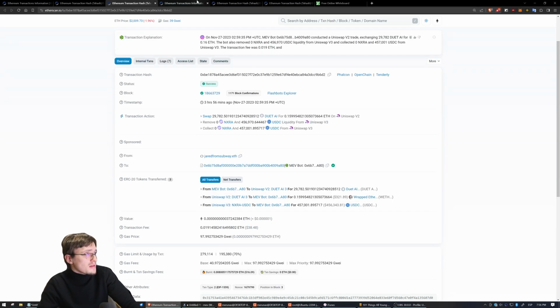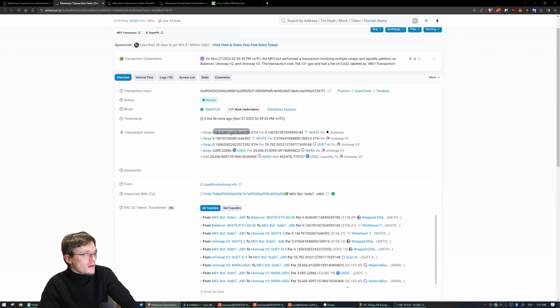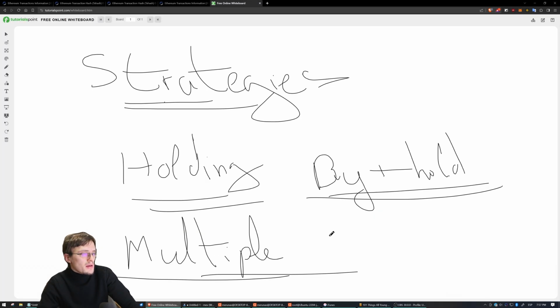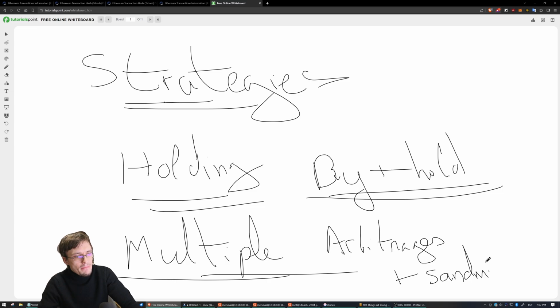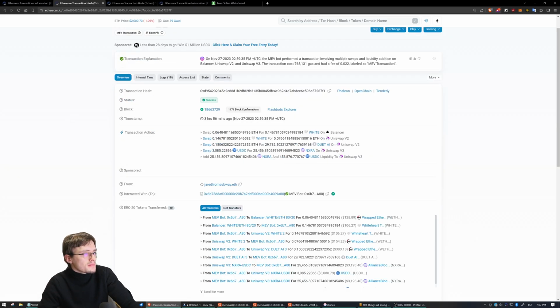So what Jared does, he sees that and he is like, okay, let me add an arbitrage between Balancer and Uniswap. You see what he's buying? He's making arbitrages plus sandwiches in the same transaction. You see how clever this is?